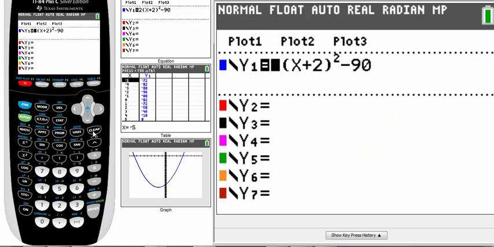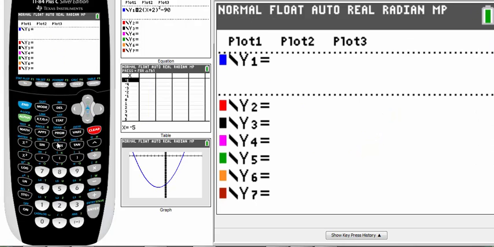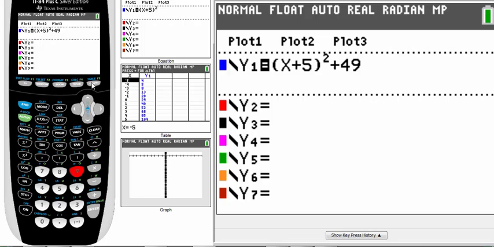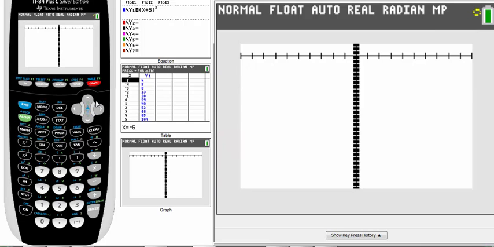So y equal, clear out the old function, use our parentheses, x plus 5 quantity squared, and then remember we had to add the 49 to get it set equal to 0. And I think we're going to have to adjust our screen here. If you notice, nothing shows up at all. There's nothing on here.